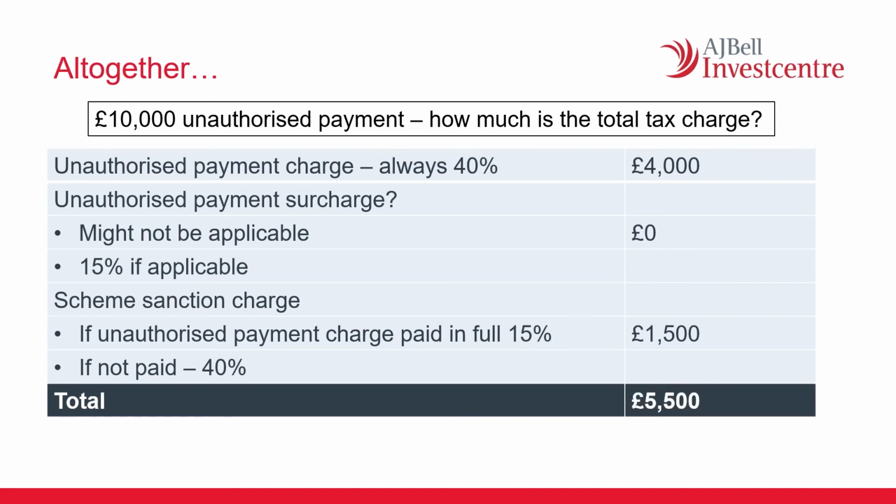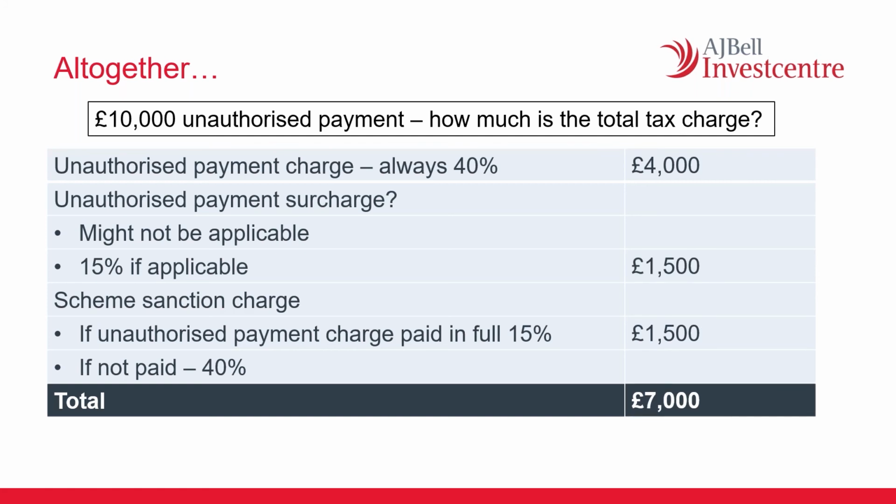So first of all, if we imagine that there's no surcharge and the unauthorised payment charge has been paid by the member, then you'd have the £4,000 unauthorised payment charge paid by the member, no surcharge, the scheme sanction charge will be reduced, so the total tax charge will be £5,500, so effectively 55% tax. That's your best case scenario on unauthorised payment charge.